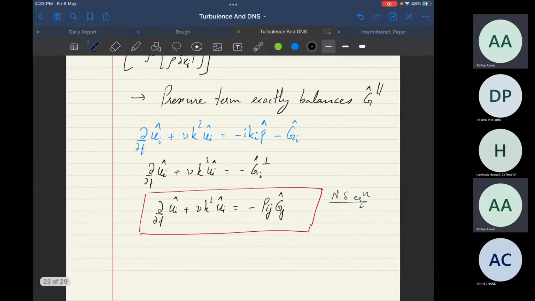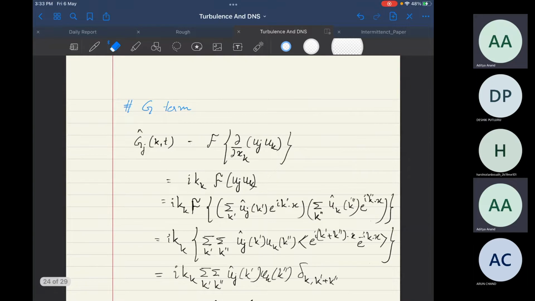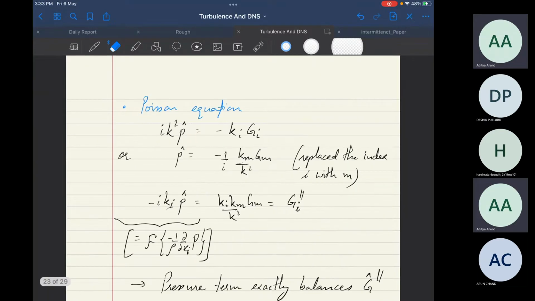Once you have the initial condition, which is your ui, you can evaluate this term, you can evaluate this term, and then use this term to get your ui hat at the next time step. So you can solve like this. We still haven't looked at this term gj, or the g hat itself. So we'll look at this now. Any questions till now? Because this was a bit complicated, I guess.